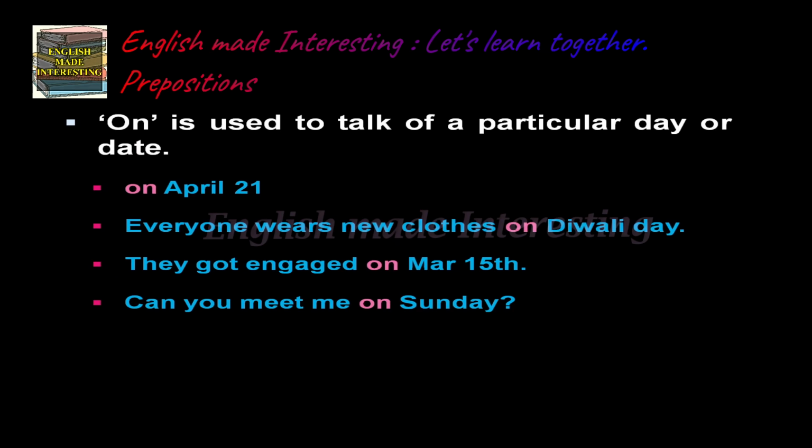On is used to talk of a particular day or date. When you say on April 21, it's talking about a particular date, that is April 21. Everyone wears new clothes on Diwali day. It's on Diwali day, that particular day. We got engaged on March 15th. Can you meet me on Sunday? It's being particular about the day. It is on Sunday.